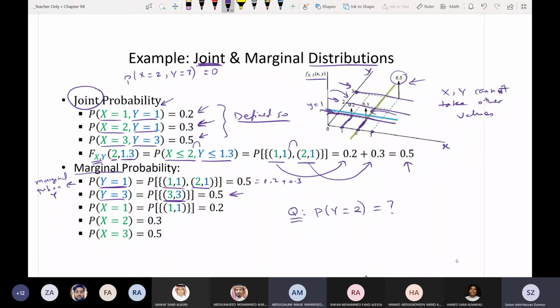So at y equals 2 there is nothing, so it has 0 probability. And you can see from the definition of probabilities, y cannot be equal to 2. Is that clear, guys?